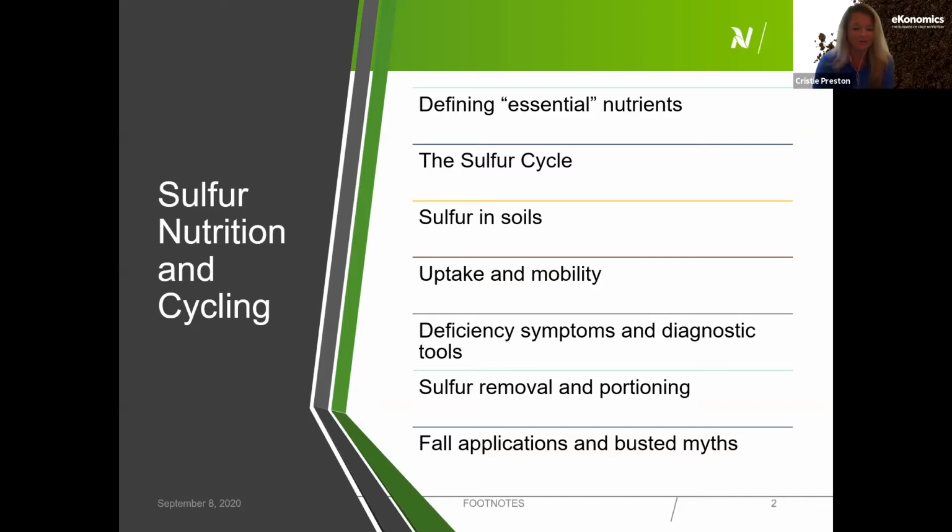Then we'll end up with some busted myths that a lot of farmers can fall victim to, and hopefully we'll understand a little bit more about how some of those are just not true.